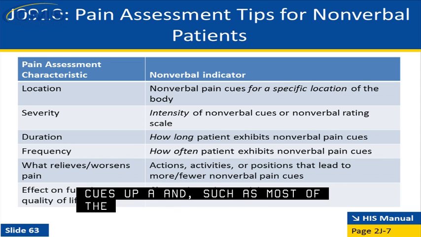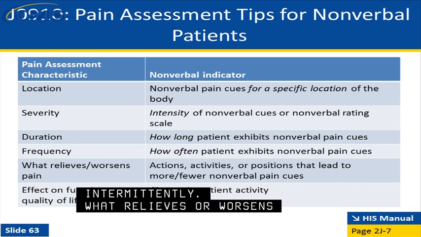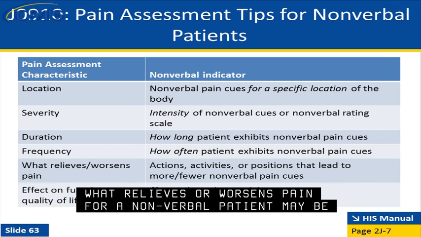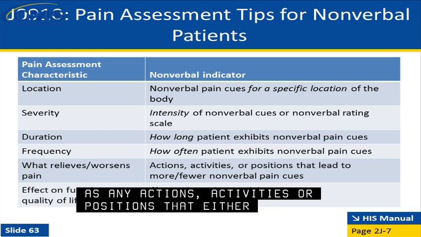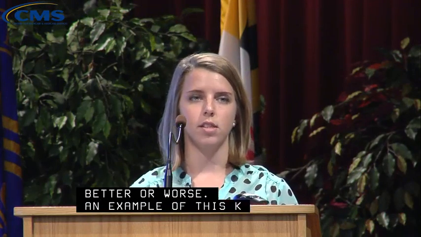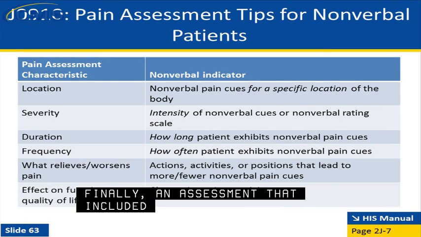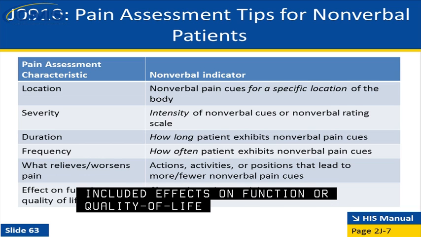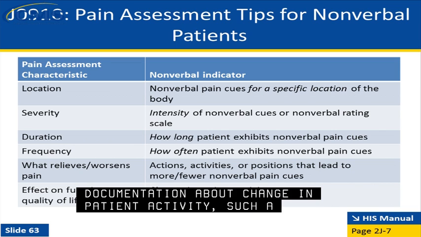What relieves or worsens pain for a nonverbal patient may be included in the clinical record as any actions, activities, or positions that either make pain better or worse. An example of this sort of documentation would be patient exhibits fewer nonverbal signs of pain when lying down versus sitting up. Finally, an assessment that included effect on function or quality of life for a nonverbal patient may include documentation about change in patient activity, such as family caregiver reports that the patient is no longer able to sit up in bed without moaning.